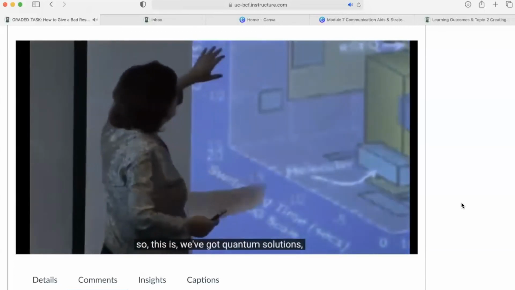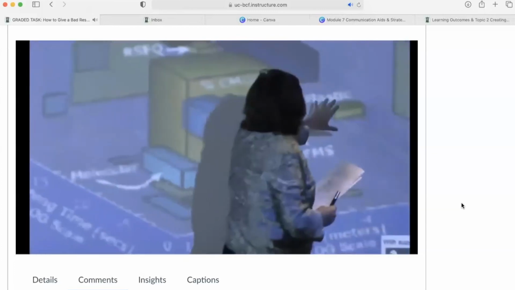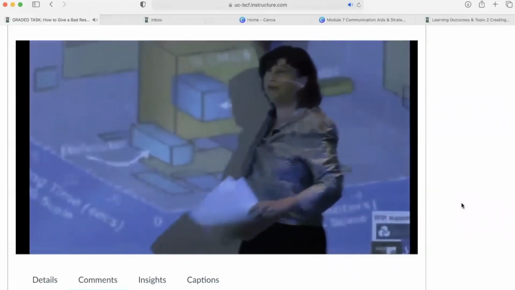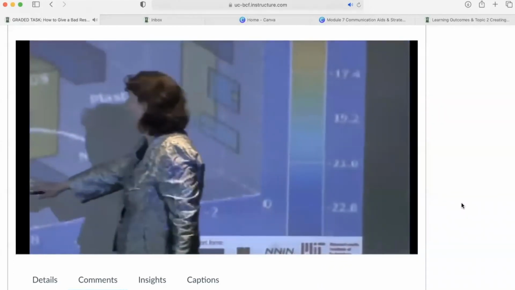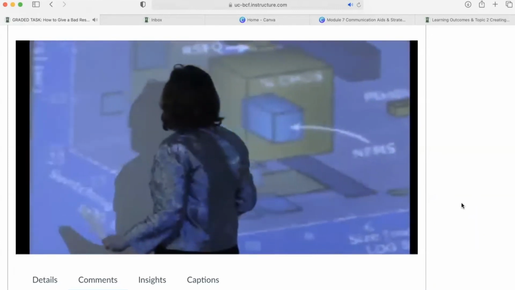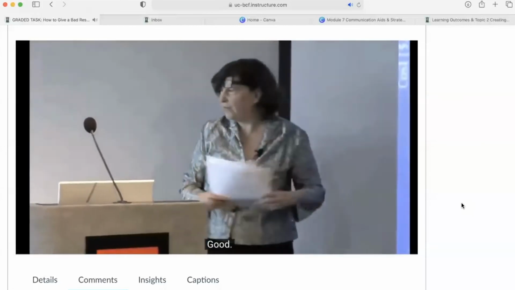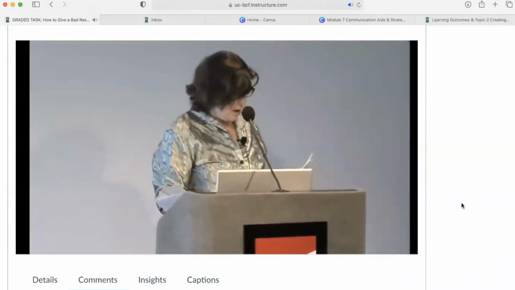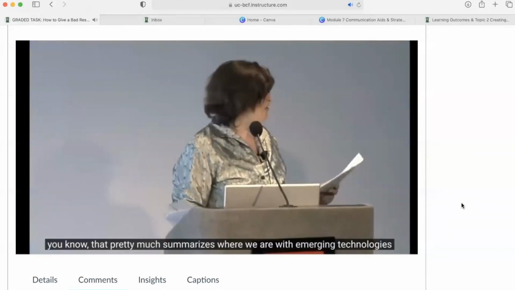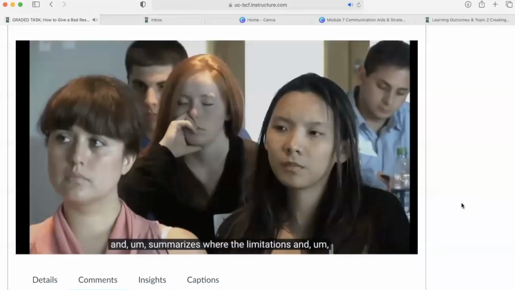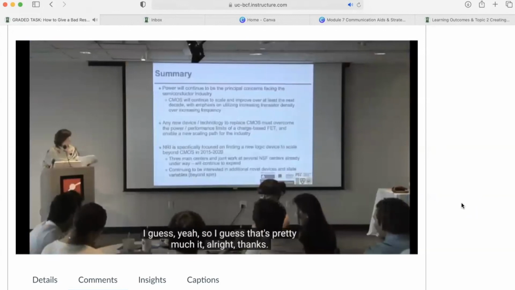So the solution, we've got quantum solutions, we have plastics, biologically inspired, and molecular. You don't see that? All right. Good. So that pretty much summarizes where we are with emerging technologies and where the limitations are. And I guess that's pretty much it.